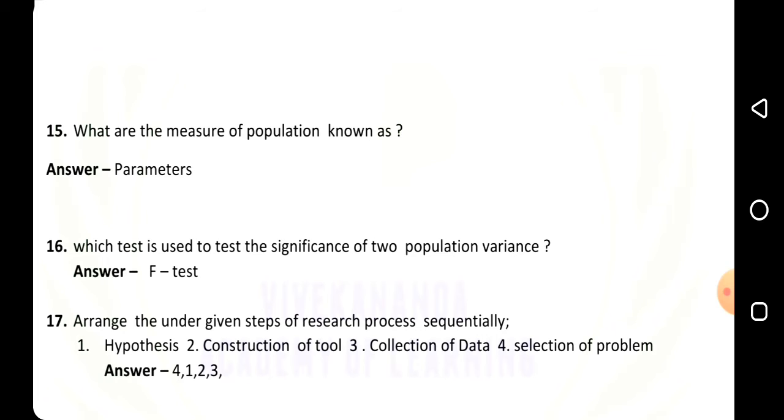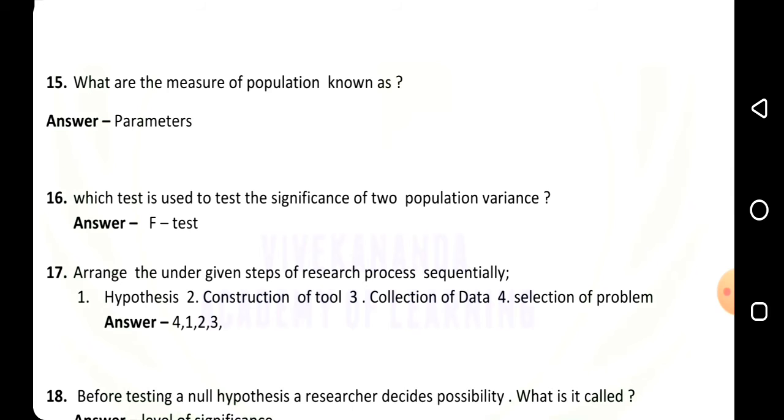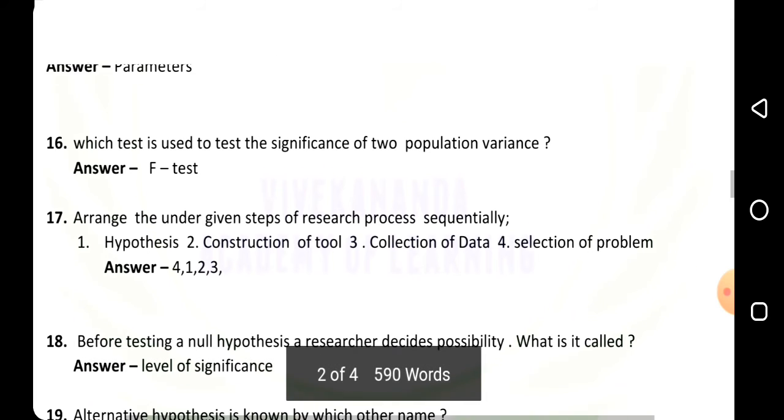17th question, arrange the under given steps of research processes sequentially. First, hypothesis. Second, construction of tool. Third, collection of data. Fourth, selection of problem. The right answer is 4, 1, 2, 3. It means first is selection of problem, second hypothesis, third construction of tool and fourth, last one, is collection of data. It means 4, 1, 2, 3.